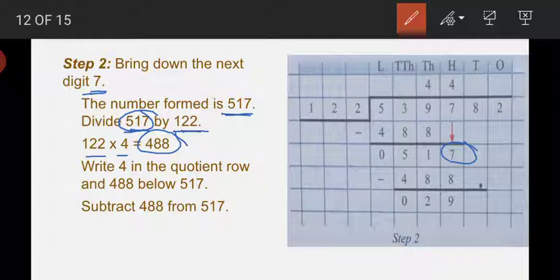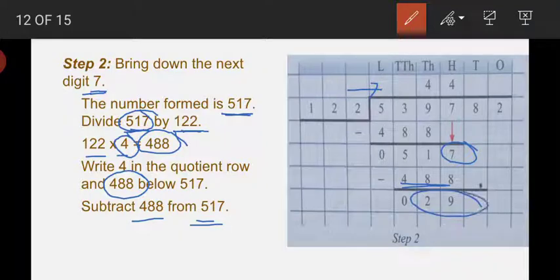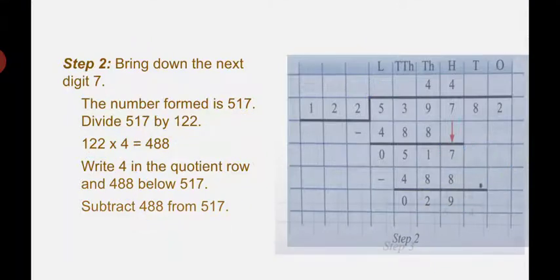Next, here I have multiplied the same 4, so you have to write 4 in the quotient row. Next step is you have to write this number, that is 488, just below the 517 here. Next step is you have to subtract 488 from 517. So the result is 29. If we subtract these two, the difference is 29. Now move to the next step.